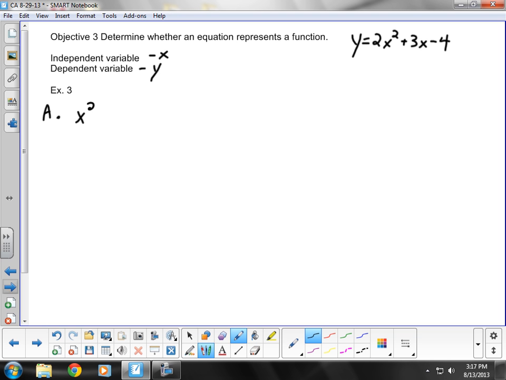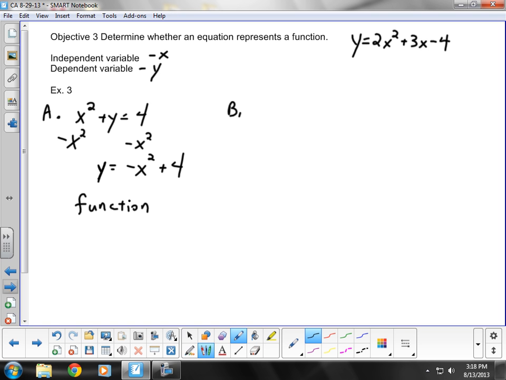We have x squared plus y is equal to 4. Now let's solve this for y. Subtract x squared from both sides, so we get y is equal to negative x squared plus 4. If I put a value in for x, how many different y values can I get back for that? There's only one, because we're only going to get one y value back here. So this one is definitely a function.